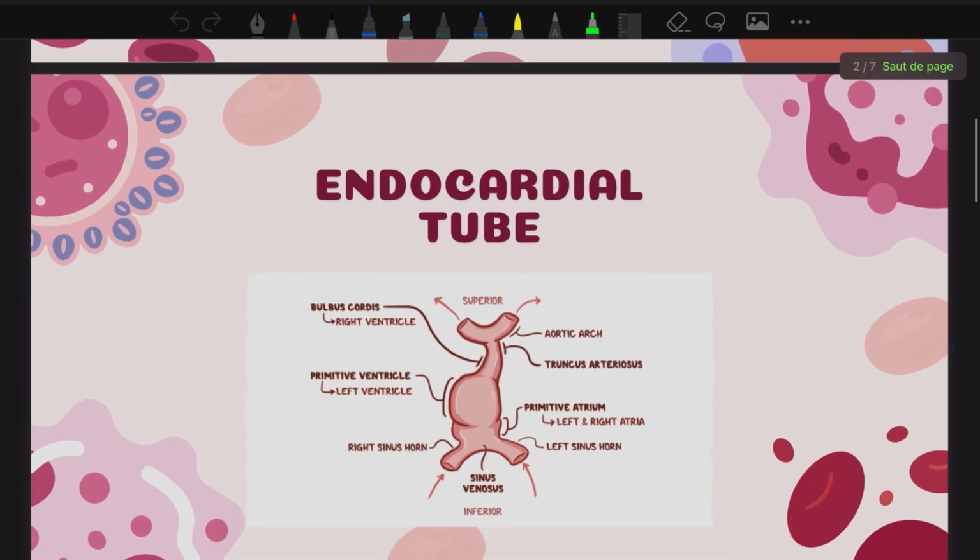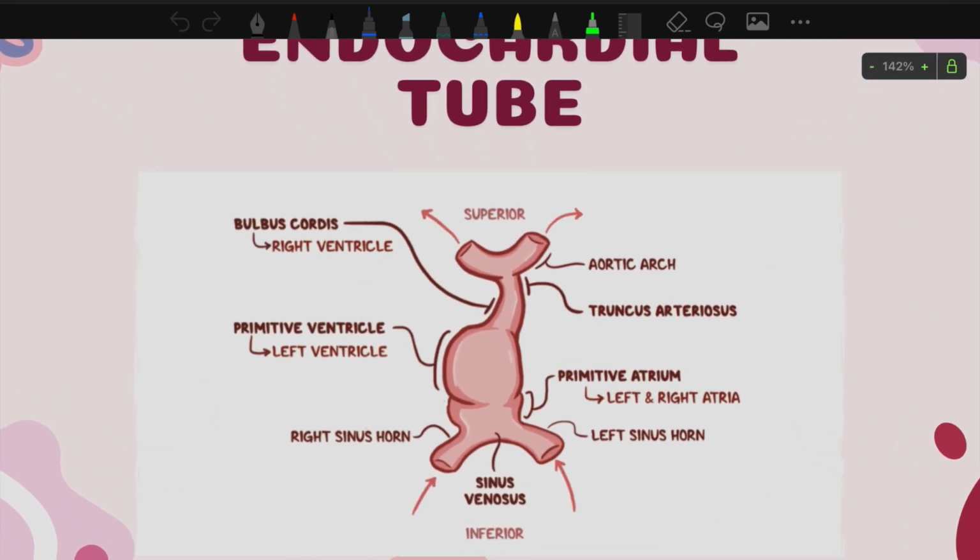Basically, just connected with the last sessions, we took the endocardial tube and how each part of it will give rise to a part of the heart. So today we will be focusing mainly on the truncus arteriosus, and you have to know that above the truncus arteriosus there is this space. This space is called the aortic sac. From the aortic sac we'll be getting the aortic arches.